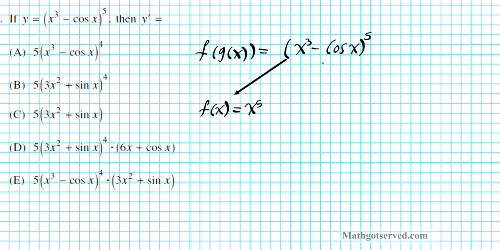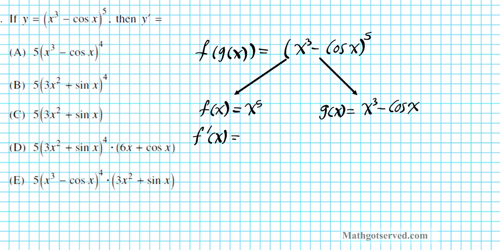Okay? So that leaves us with the inner function as x to the third minus cosine x. So the inner function is g of x. Let's not forget that: x to the third minus cosine x. All right, so let's find the derivative of f.